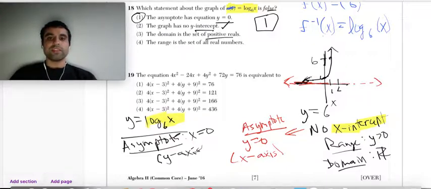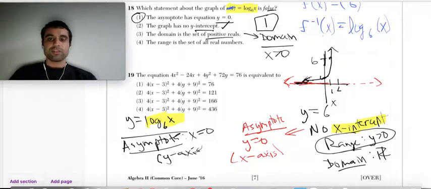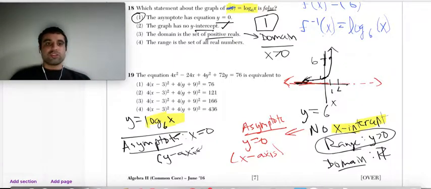The domain is a set of positive reals. If the range is y is greater than 0, then the domain, the opposite, right, for log will be x is greater than 0. So I'm going to actually work this out for you guys to show you how it works, okay?